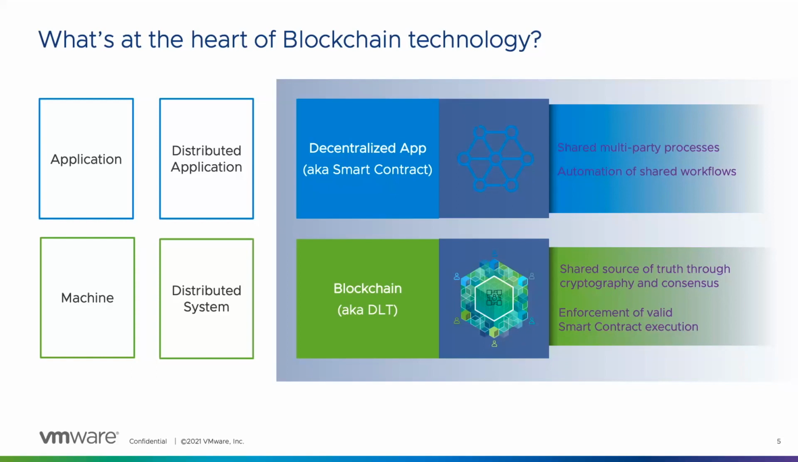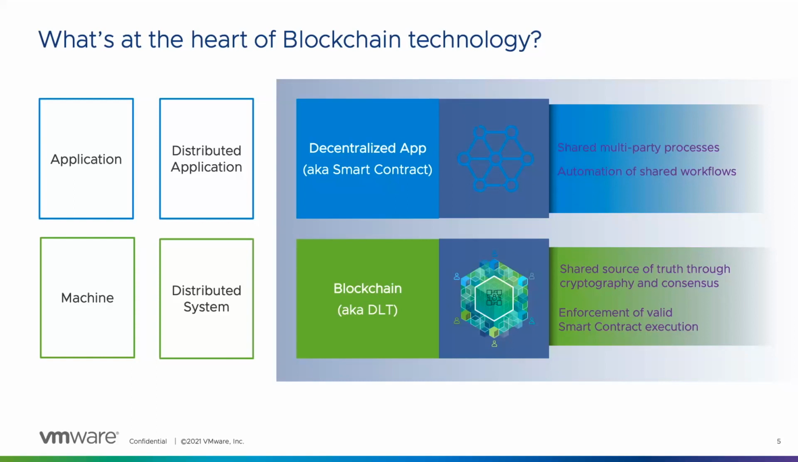Fundamentally, when you think about what's at the heart of blockchain, it's very similar to a distributed system. A blockchain system is made up of multiple machines or nodes. But the important thing is that these nodes maintain a shared state, which can't be changed without consensus or agreement between the nodes, meaning malicious nodes can't alter the data in the blockchain. A unique aspect is that it also enforces the execution of decentralized applications, also known as smart contracts. Smart contracts are applications which capture a multi-party process, and they design that process and live on the DLT platform.